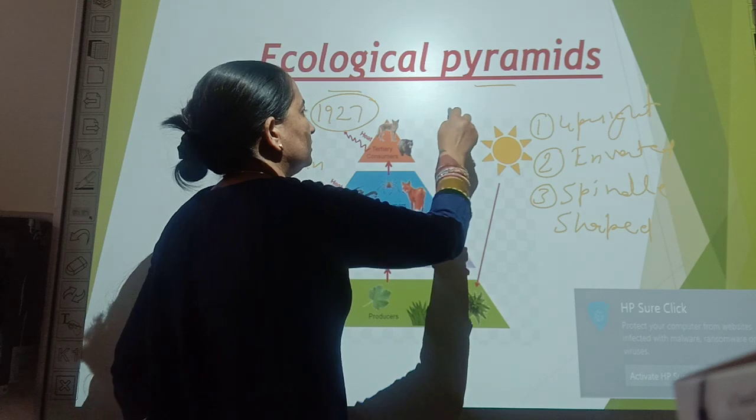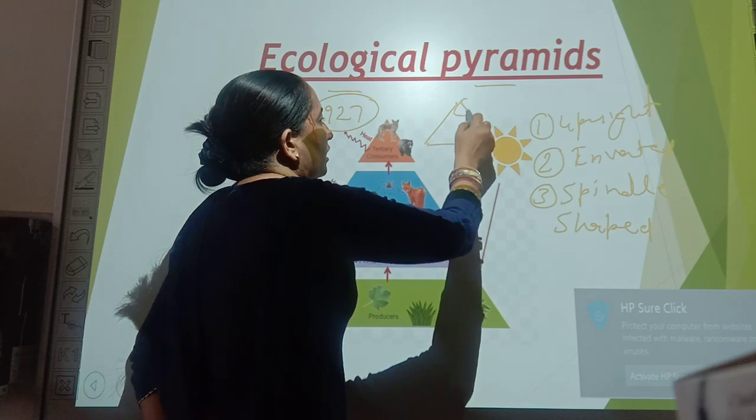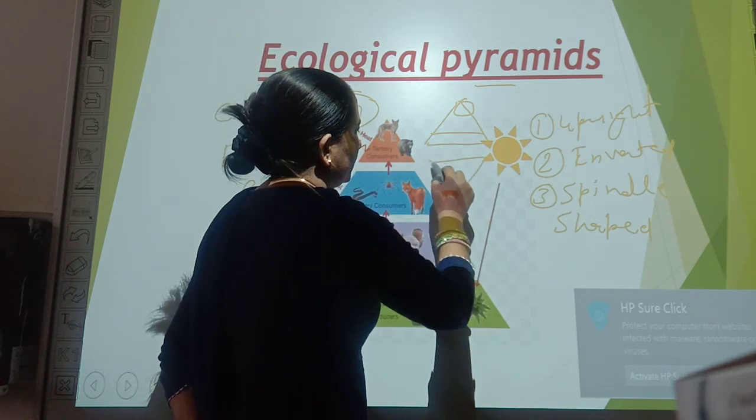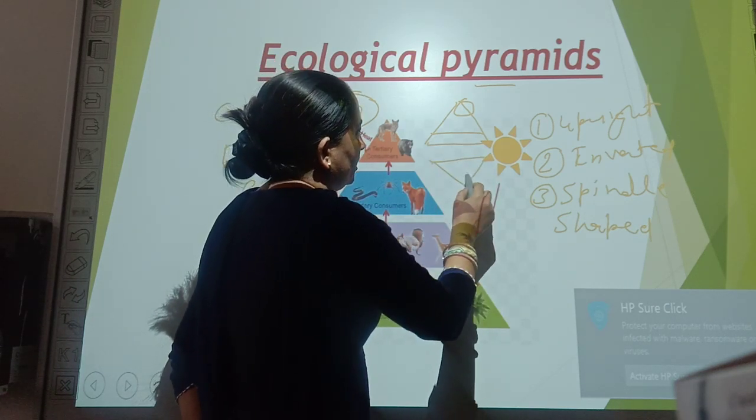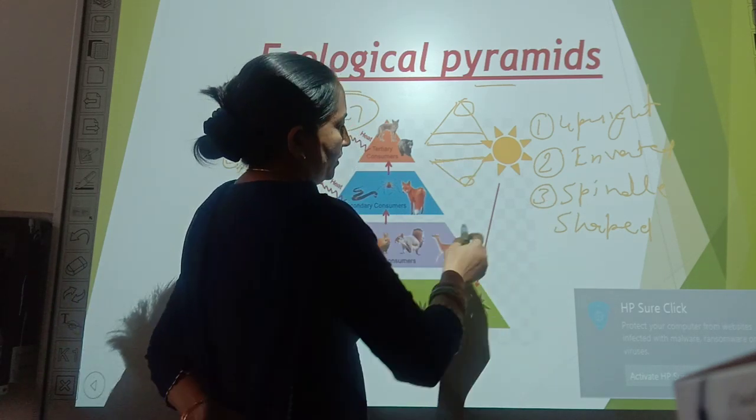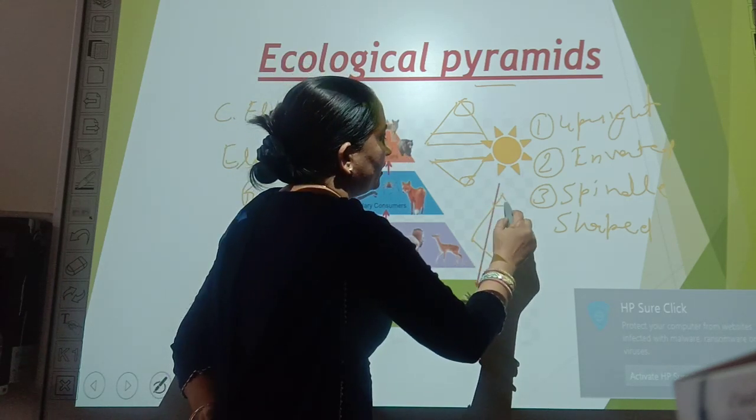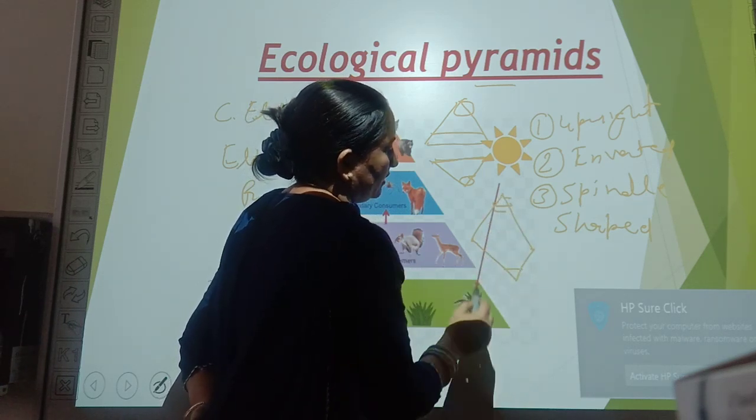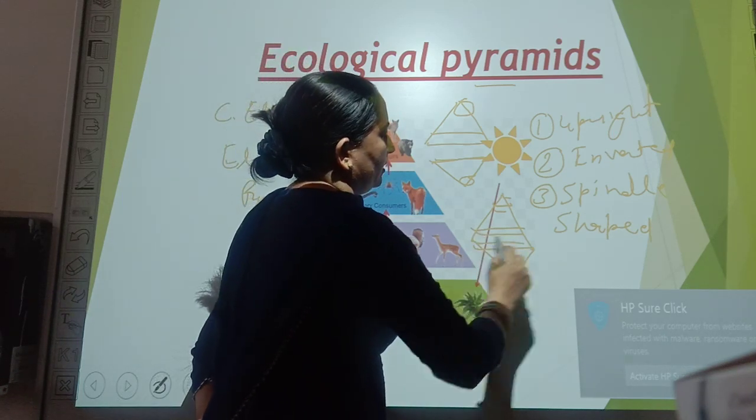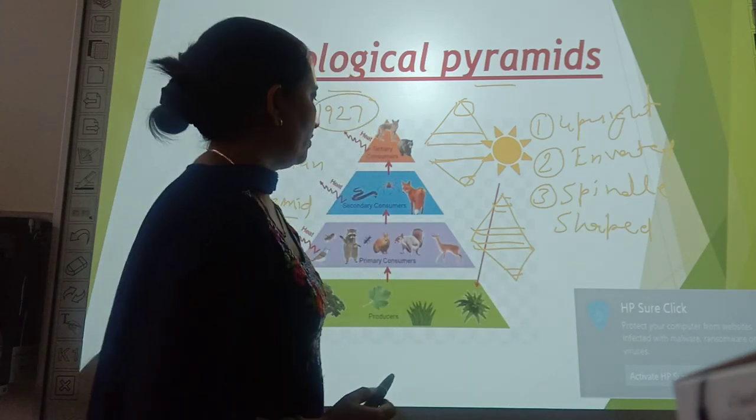Upright pyramids are of this type of shape where the upper side is narrower and the base is broader, while in case of inverted pyramids these have a narrow base and a broad upper side. In a spindle shaped pyramid, the upper side is narrower, the lower side is also narrower, but the middle is broader than either of the sides. So such type of pyramid is known as a spindle shaped pyramid.